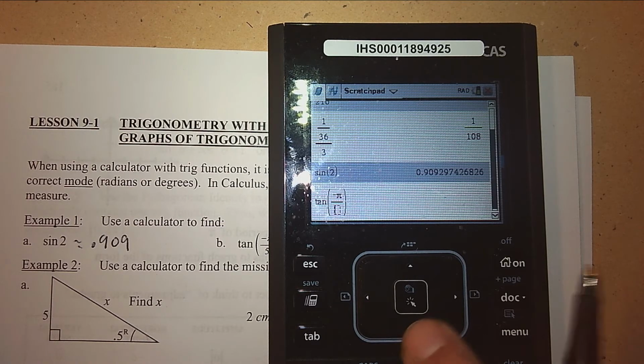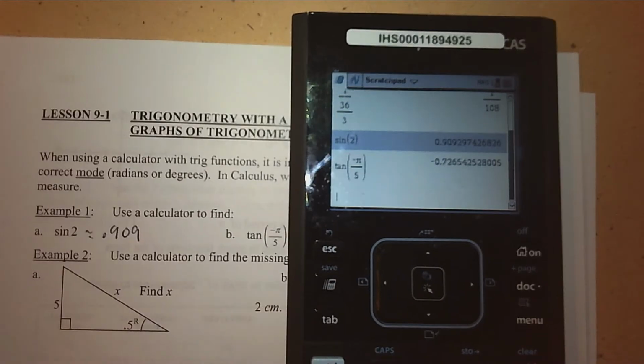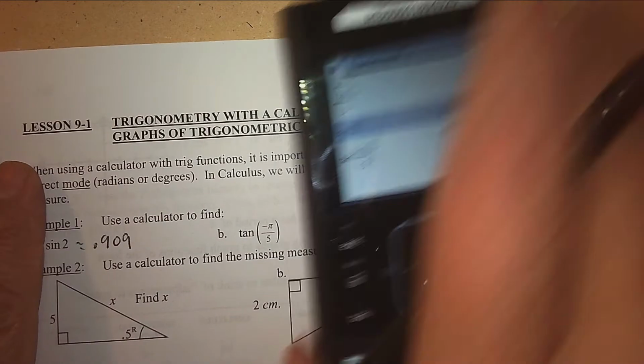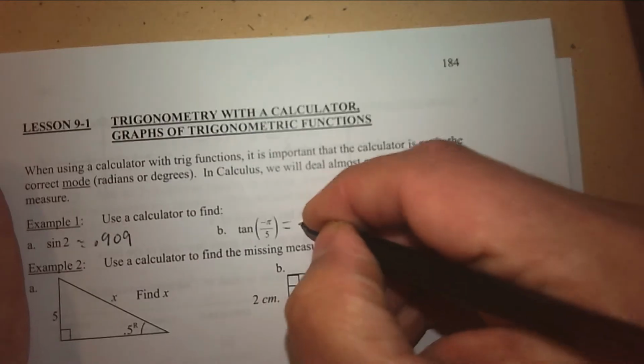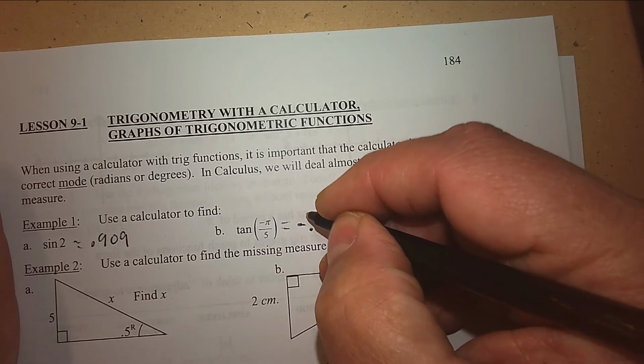And then in the denominator, 5. And it's negative 0.726. Remember, you can truncate, right? You know what that means? Just the first 3 numbers you see after the decimal, just write them down. That's truncating.